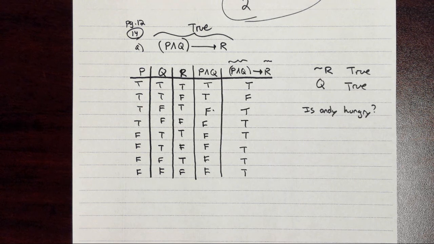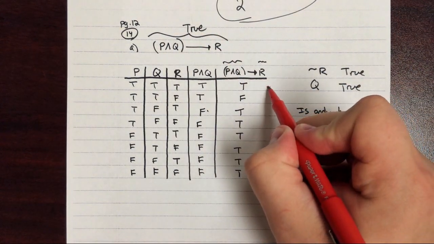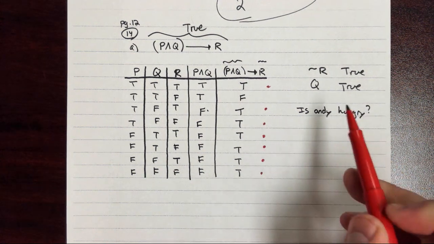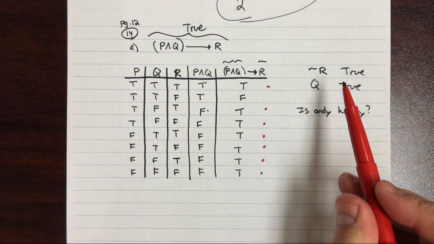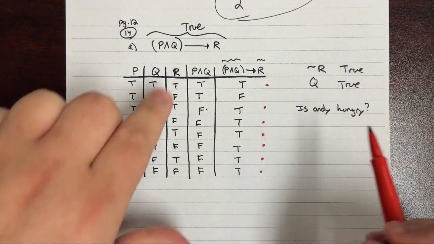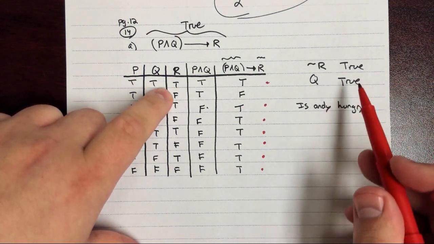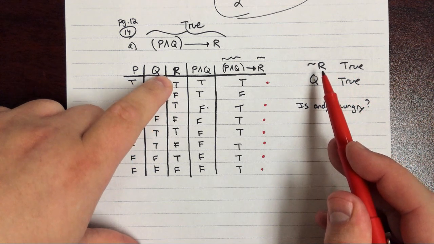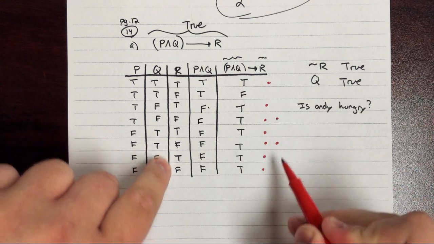Well, let's see. We basically define the row in the truth table that matches this scenario. So if we know this statement's true, that means we're looking at one of these. So, do we need to make a not R column? Yeah, we could, or we could just figure out: false, true, false, true, right, we know what's going to be. So if not R is true, that means R has to be false. We're only looking at that row, and that row now.